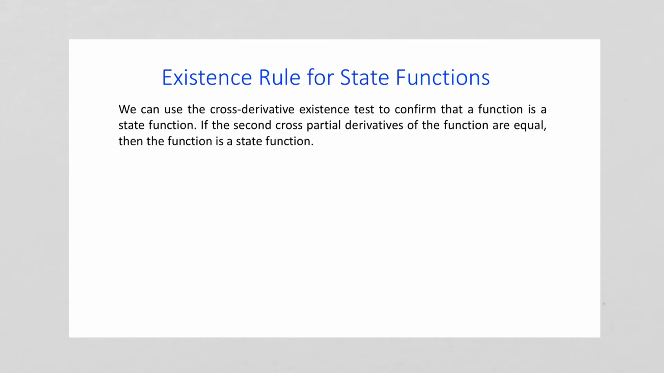Hi there, this video is going to walk you through the existence rule for state functions. What the existence rule tells us is that we can use the cross derivative test to confirm that a function is a state function. If the second cross partial derivatives of the function are equal, then the function is a state function. Okay, what does that mean?